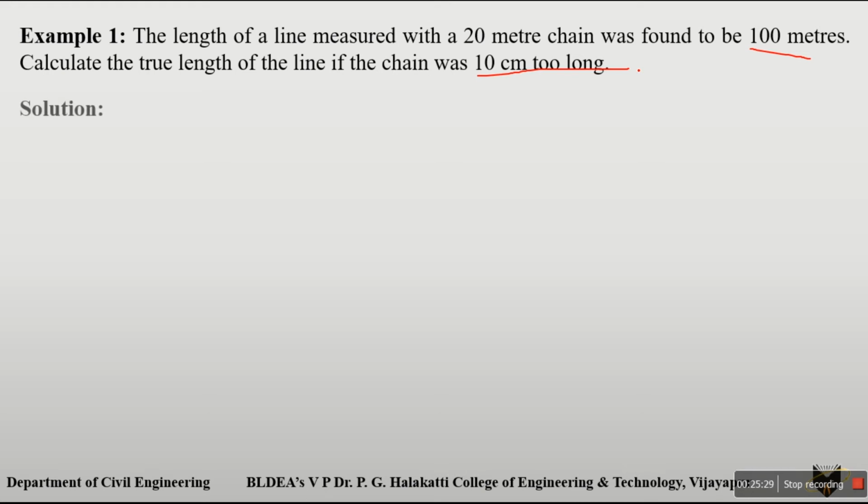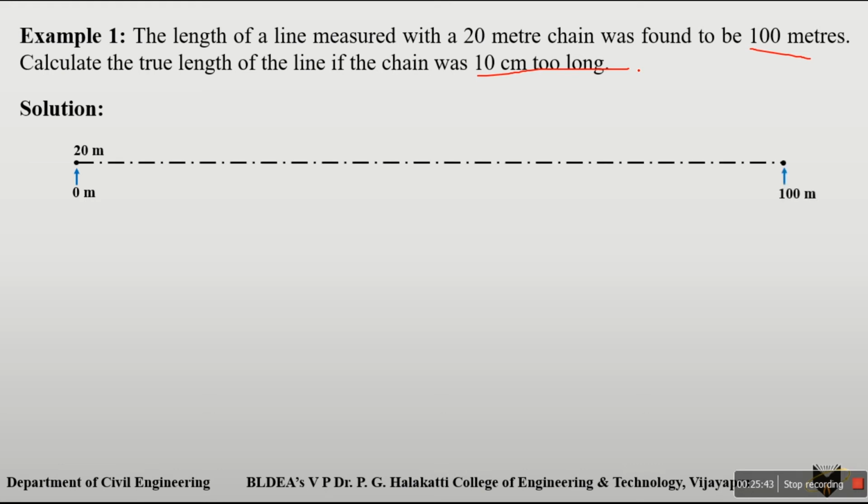Just observe here. Initially this is the 0 point, the starting point of the survey work. Initially it is a 20 meter chain, along the line they have measured, and the length of that line is 100 meters. At the end of the work, they come to know that the 20 meter chain is not 20 meter, it is 10 centimeter too long.